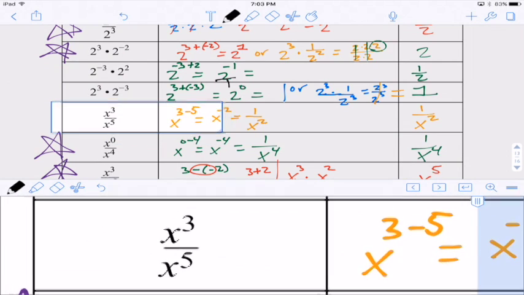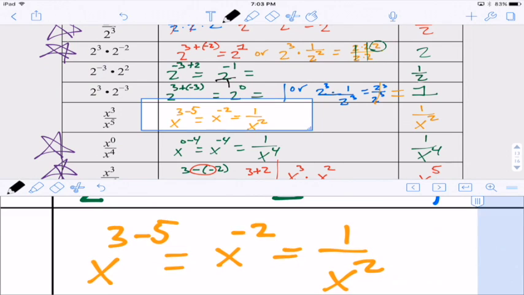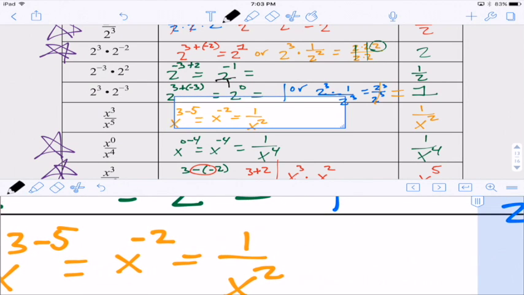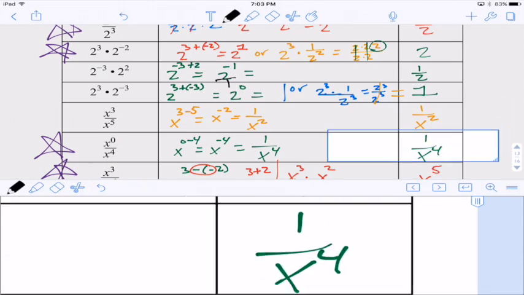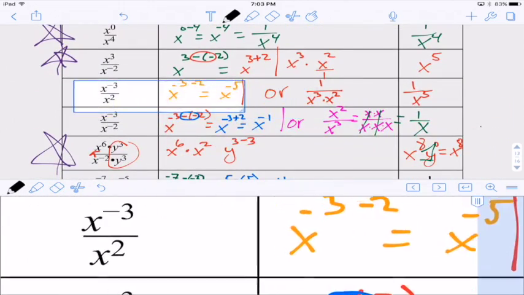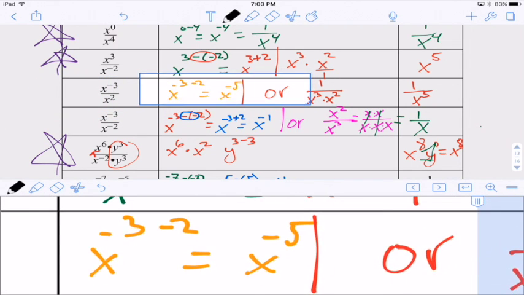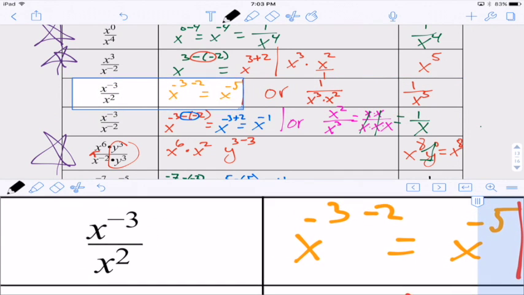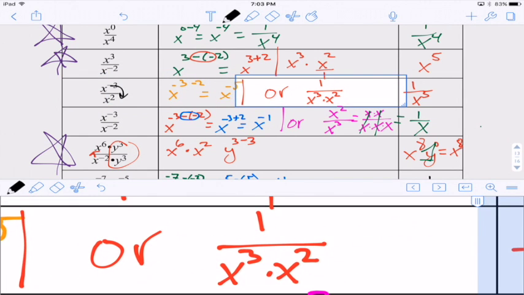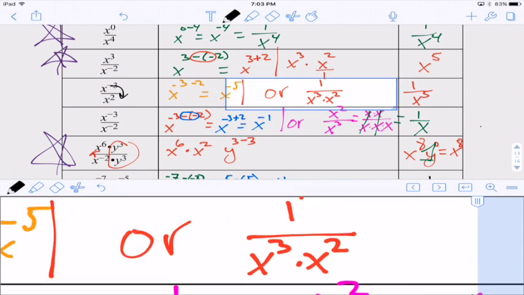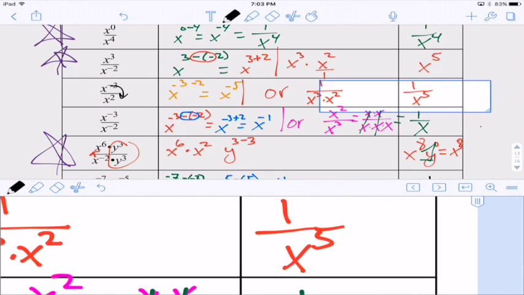Then I did my quotient rule where I subtracted this time. X to the 3 minus 5 gave me x to the negative 2, which is 1 over x squared, right? It flipped over. Those took the reciprocal. Then I did negative 3 minus 2, that quotient rule, and got x to the negative 5, and then it flipped. Or I flipped it right away. I brought that negative down to the bottom, and I got 1 over x cubed and times x squared. Both of them are on the bottom now, which multiplied to give me x to the 5th.